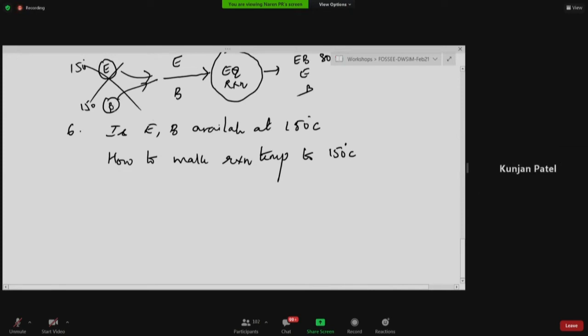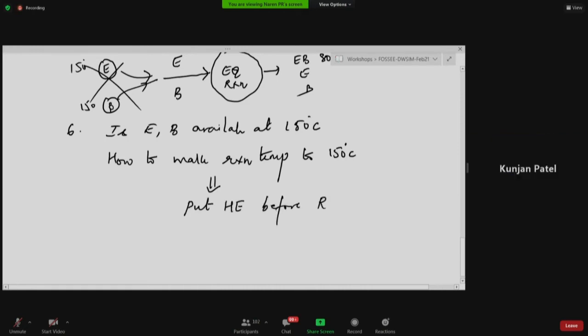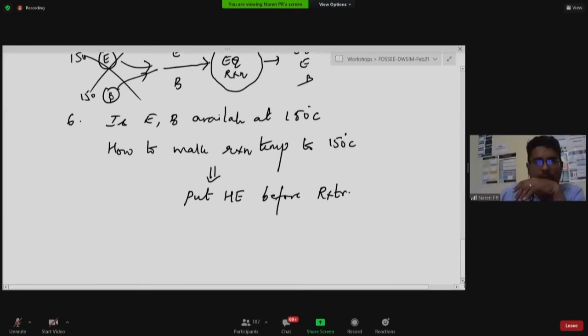But this gives you a concept that you need to put a heat exchanger before your reactor, correct? Yes, sir. So now can you understand the flow sheeting problem that they have given? They have given a sequence, but how was that sequence arrived at? That's what I'm making you think. I'm just probing you, right?